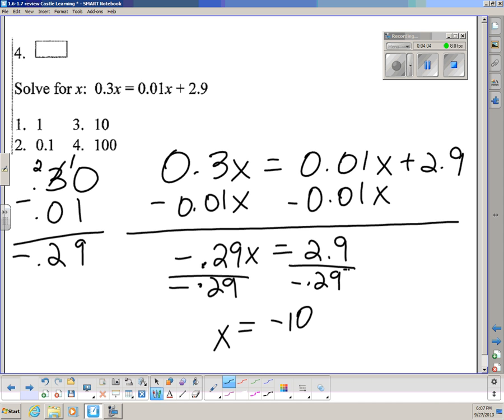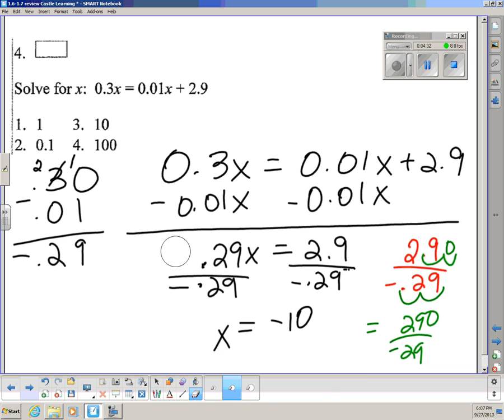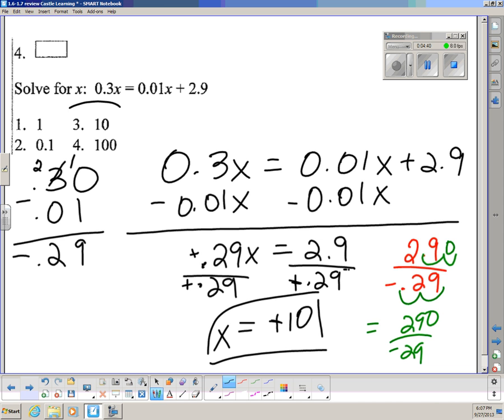If you think about this for a minute, the way I look at this, without a calculator, 2.9, negative 0.29, I would move the decimals over once, twice, so both numbers become whole numbers. That's the same thing as 290 divided by negative 29. Essentially what you're doing is multiplying top and bottom of the fraction by 100. And our answer's not there, so I goofed up. I don't know why I put a negative here. That's a positive. This is a positive. So this is a positive 10, which is the answer. So sorry about that. Number 4 is choice 3, positive 10.